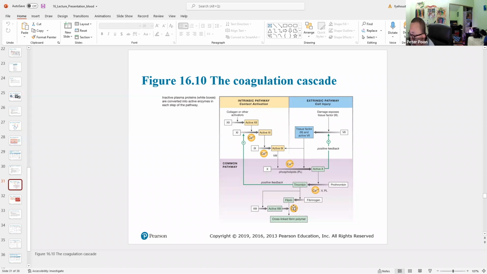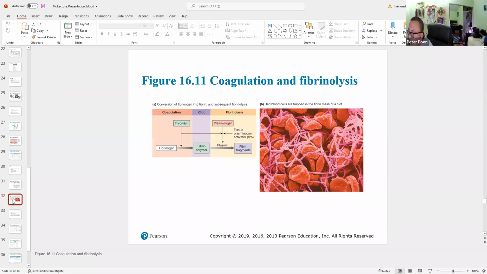And then you have factor 8, which cross-links the fibrin. So instead of forming just lines, they form crosses. And this cross-linking captures all the red blood cells and white blood cells. And that is a clot. Okay, that is a clot.